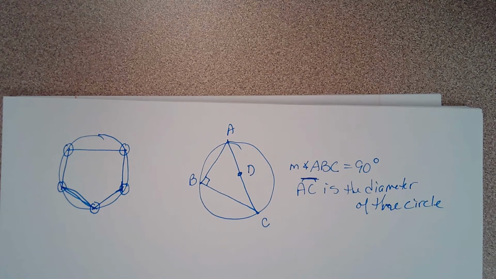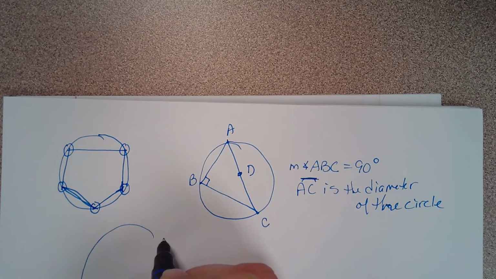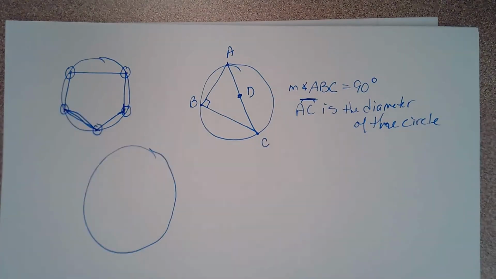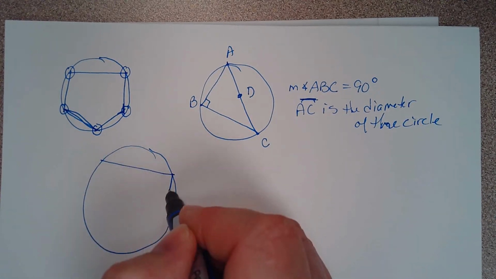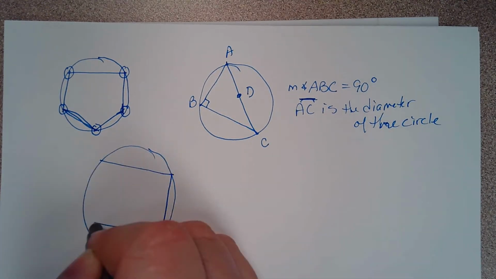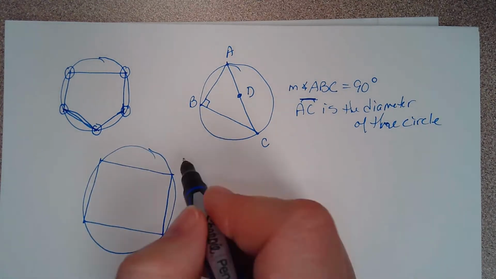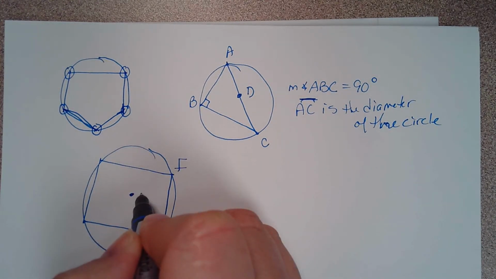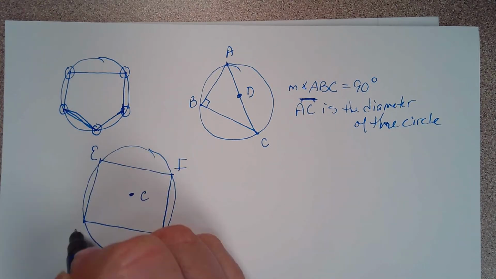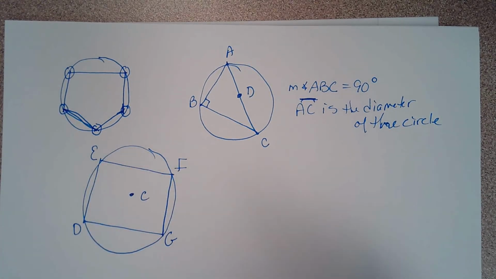The last one we need to talk about is Theorem 10.13, the Inscribed Quadrilateral Theorem. Once again, let me get my circle going here. And this one's a very basic one. So it's not perfect. There's an F, there's my center C, there's my E, there's my D, and there's my G. Now, first thing, all the points of the quadrilateral need to be touching the outside of the circle, or on the circle.